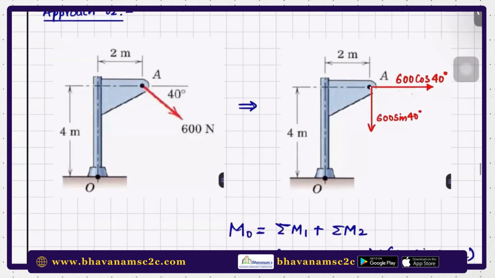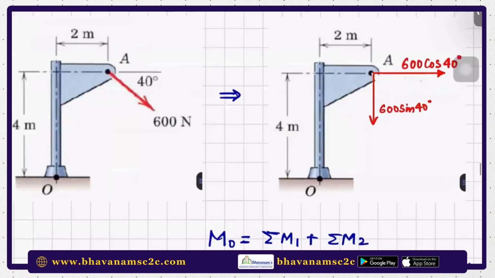Instead of doing all that geometry and struggling to find the perpendicular distance, they made the forces into components along the known distances. We know the 4 meter, we know the 2 meter. So I want to make it a perpendicular distance instead of finding a new perpendicular distance.